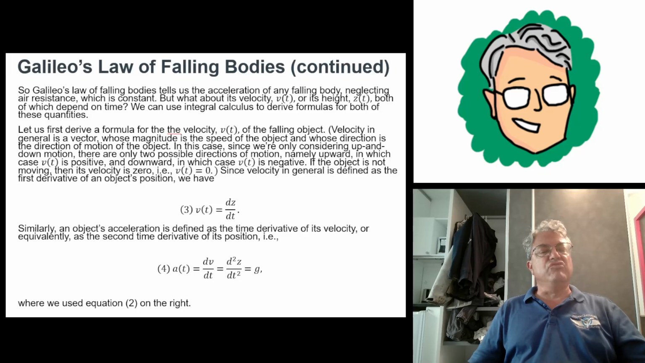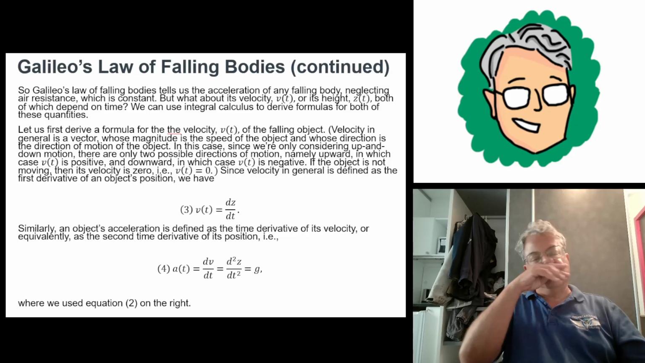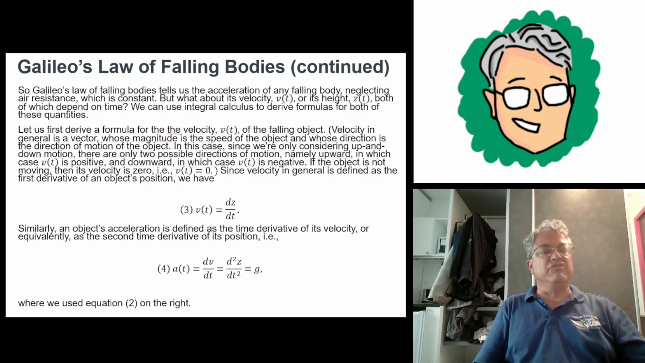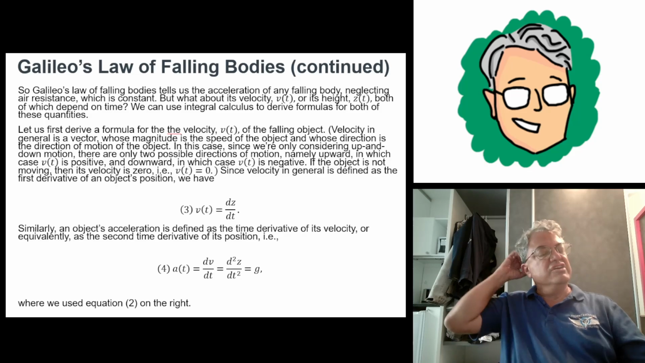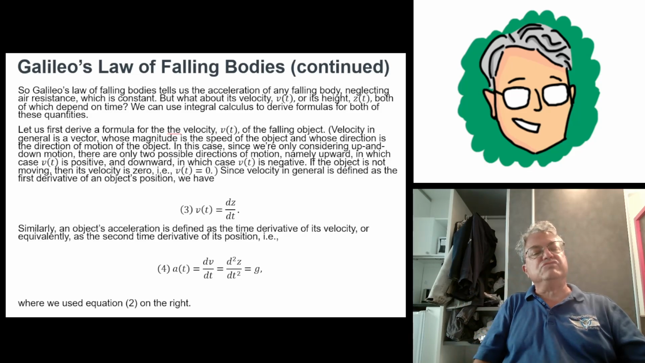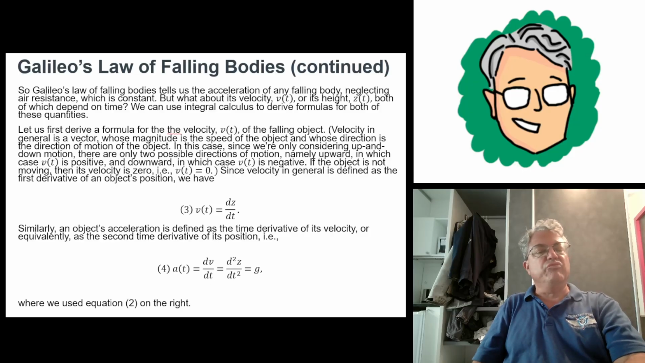The definition of velocity is the first derivative with respect to time of position or displacement. So v of t is defined as dz dt, and the acceleration is defined as the second derivative of z with respect to time, or the first derivative of velocity with respect to time. But we know what the second derivative of the displacement as a function of time is, just minus g. There should be a minus sign there. But anyway, those are the formulas we get.